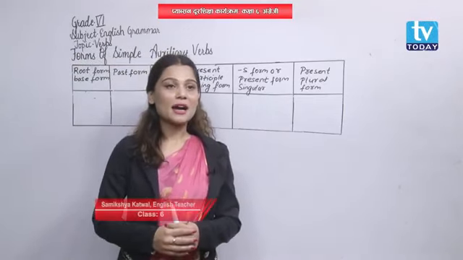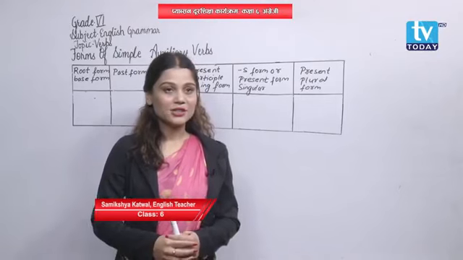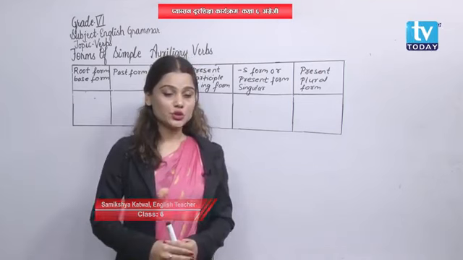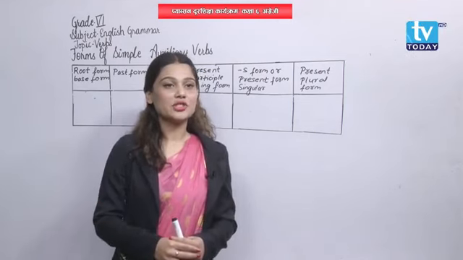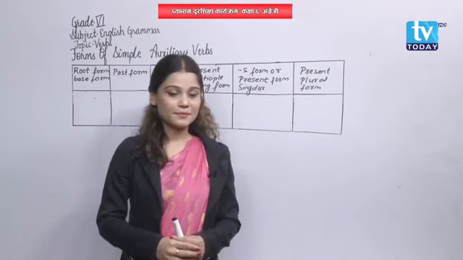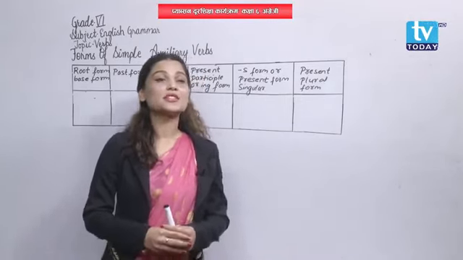Okay, a verb is a part of speech. Did you get me, my dear students? A verb is used to show action, state and position. Without a verb, we cannot make a sentence. Did you understand, my dear students?